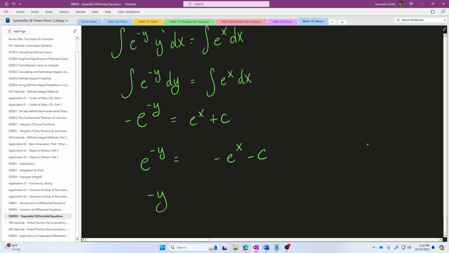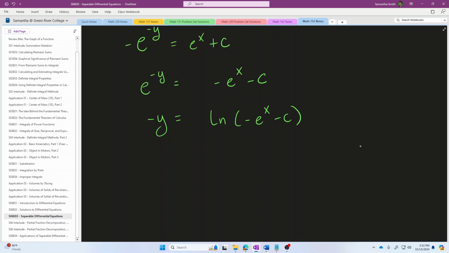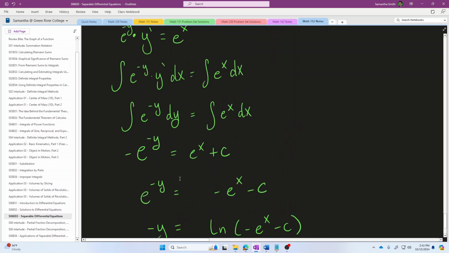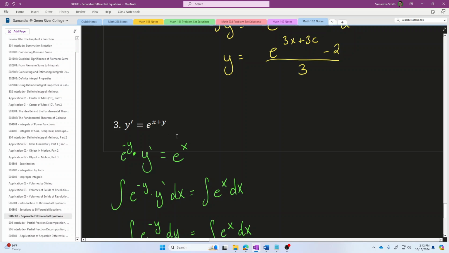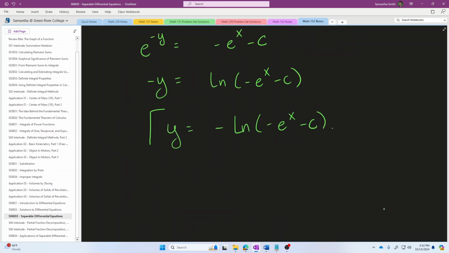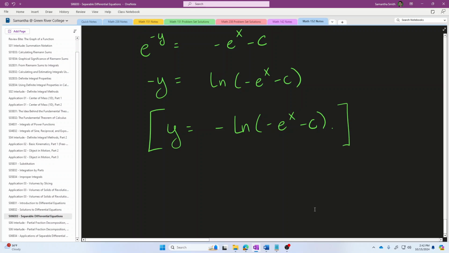Using a natural log to get rid of the exponential, and then applying a minus sign to get rid of that negative on y. This would be the description of all the functions that make this equation true. If you want y prime to be the same thing as e to the x plus y, the functions that you would need to do that job are of this format: negative natural log of negative e to the x minus some constant.